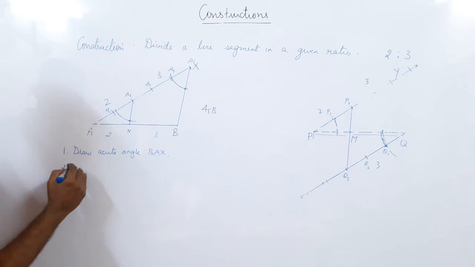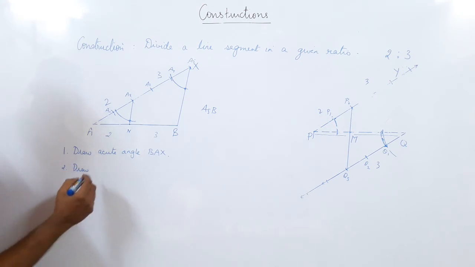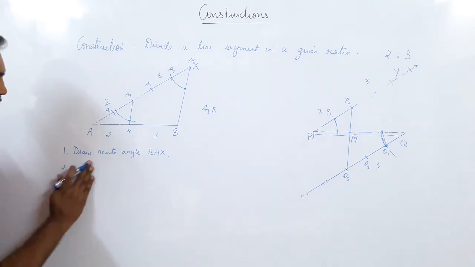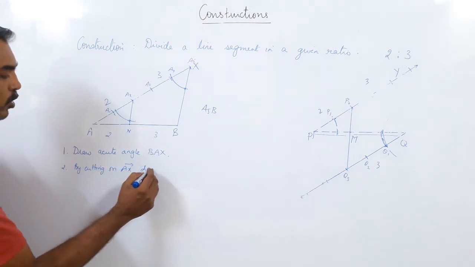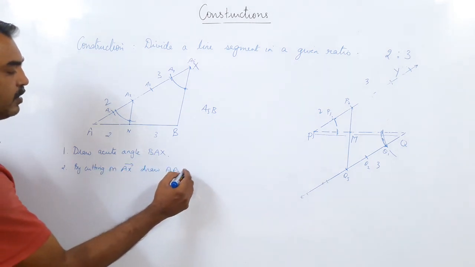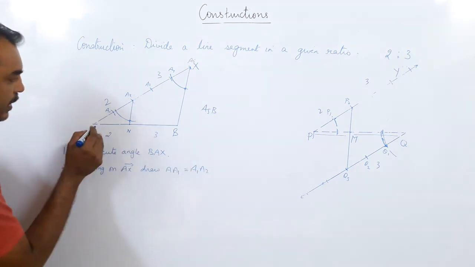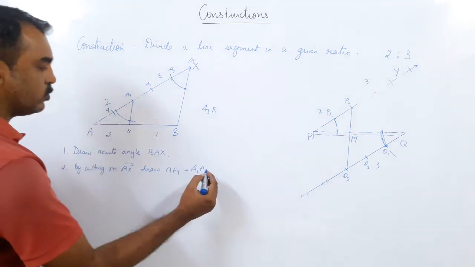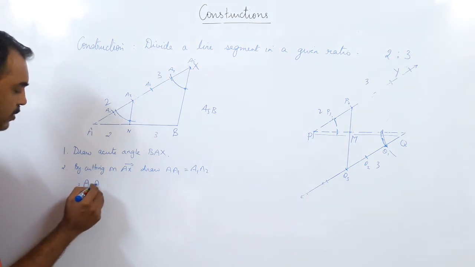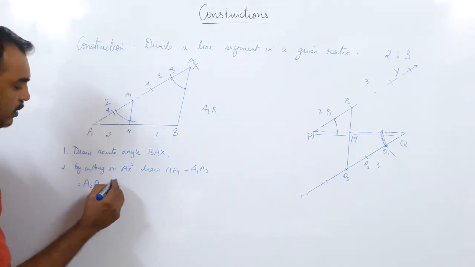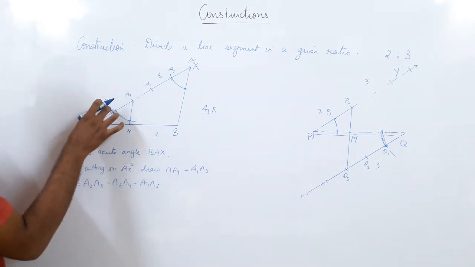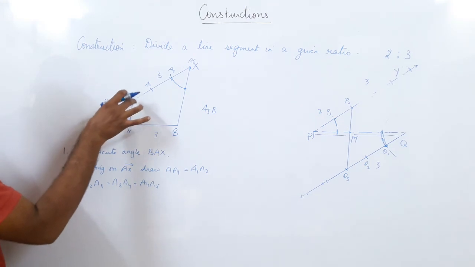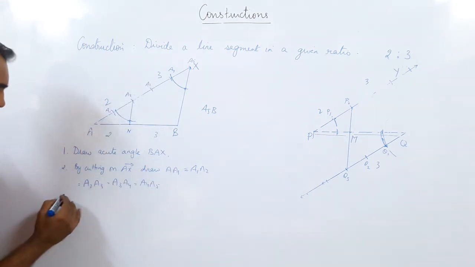Then second, draw by cutting arcs. On ray AX, draw A1 equal to A1A2. We draw A1A2 equal to A2A3, equal to A3A4, equal to A4A5. So what I did, I drew an arc A1 with the same measure, I cut A2, with the same measure I cut A3, so all should be equal.